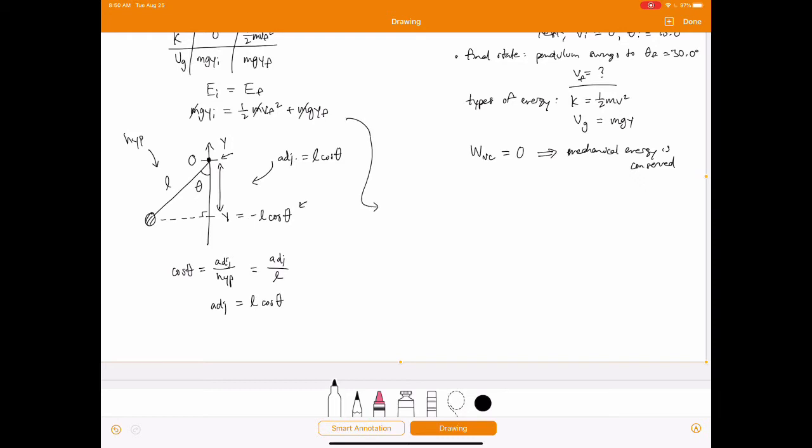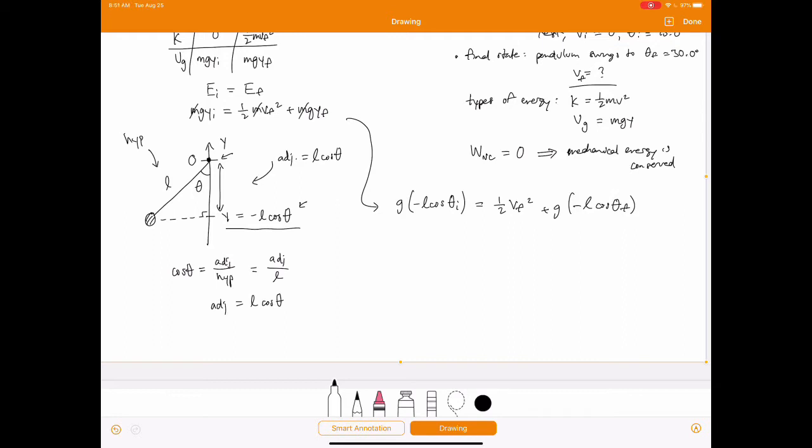We're going to take the equation we wrote down, where we set the two energies, initial and final, equal to each other, and every time we see y, we're going to replace that with minus L cosine theta. So on the left side, we have g times y initial. That's going to become g times minus L cosine theta initial. Then we have a half v final squared plus g y final, which is going to be minus L cosine theta final. So we're just replacing y with minus L cosine theta.